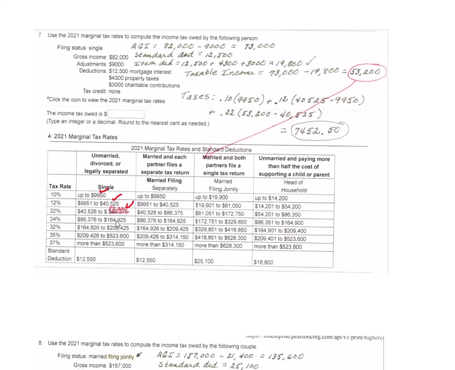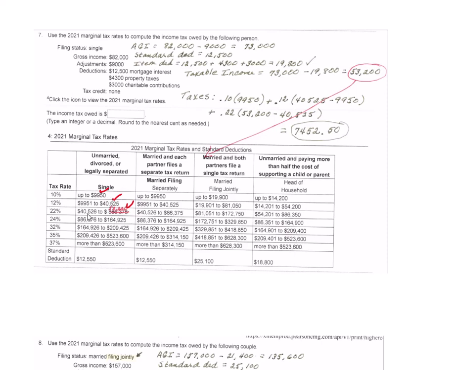12%. Then the largest amount I have here is 53,200. I subtract the previous upper limit, so it's 53,200 minus 40,525, and I pay that at 22%. So you're taking your money and saying, okay, everything up to $99.50 I put in a pile and I'm going to pay 10%. Then I'm going to take everything from the $99.50 up to this and pay it 12.